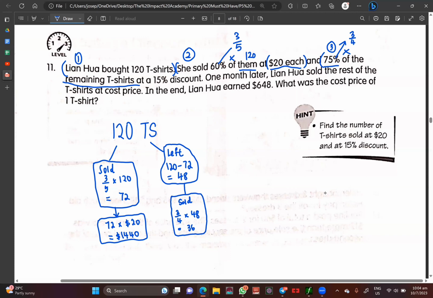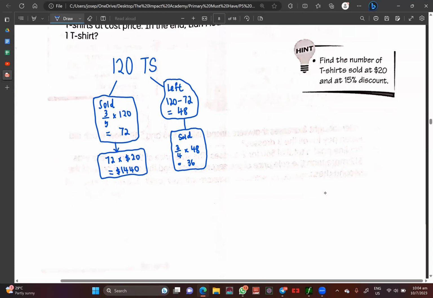Now, how much did I sell it at? I sold this 36 at a 15% discount. If you're wondering what is 15% discount, same thing, you can write 3 over 20. So always change it to a fraction. I think that will be very, very helpful. So once you have 3 over 20, you know that this 36 is not sold at $20. So how much is this 36 sold at?